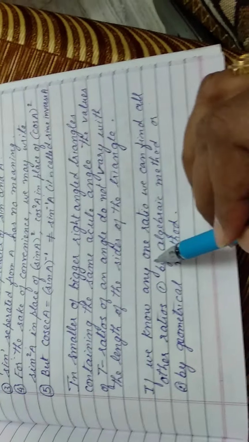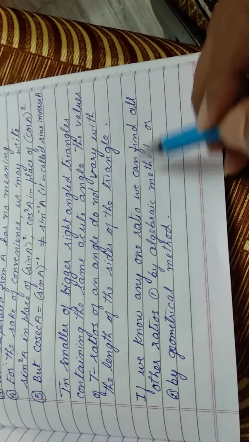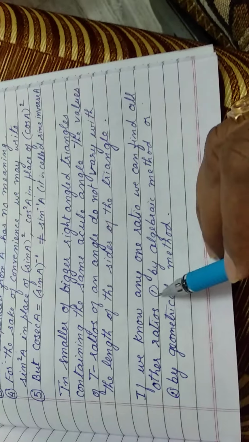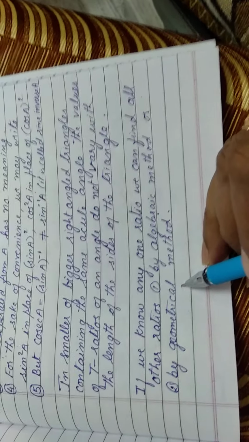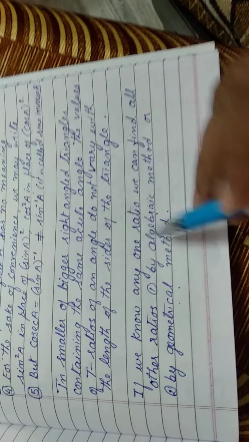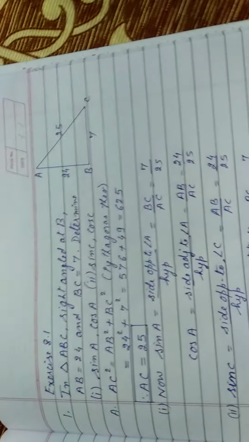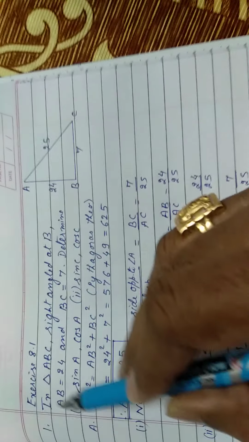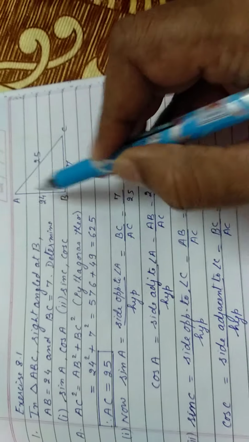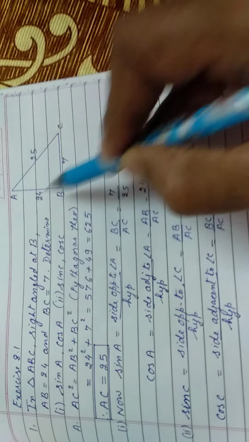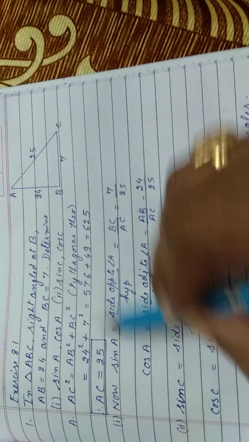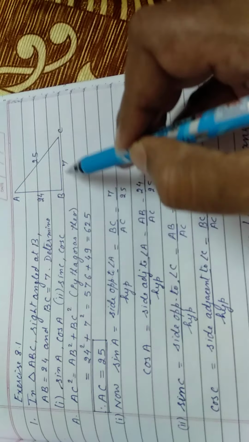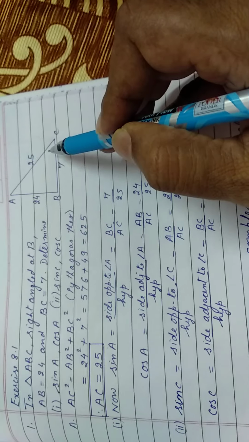Well, now if out of the 6 ratios you know one ratio, we can find the remaining ratios either by algebraic method or by geometrical method. So first we will focus on the geometrical method. Now you can see here the first exercise we are starting, the first question. Here we are given two sides, 24 and 7. So by Pythagoras theorem, we find the third side, that is 25. Now once you know all the 3 sides, we can find any ratios.